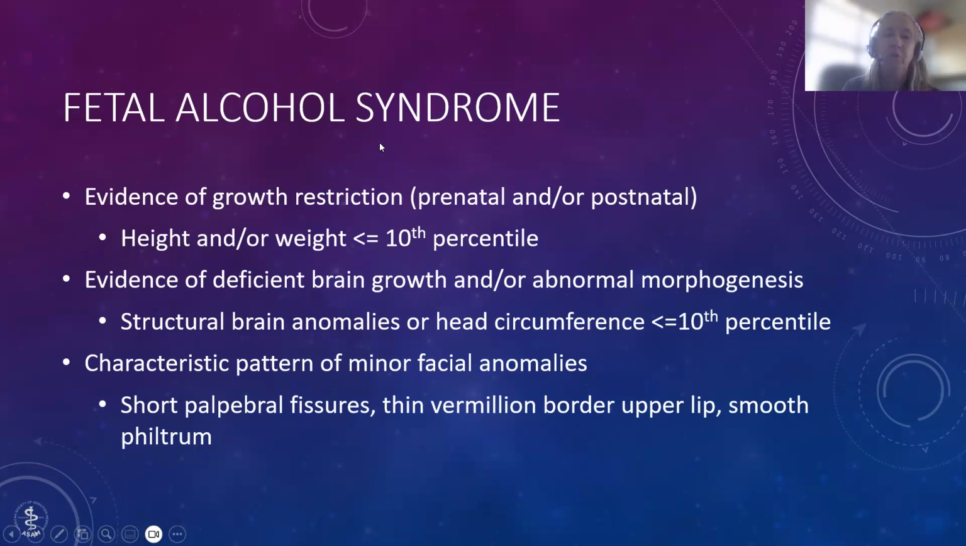And sort of the worst case scenario with alcohol is what we call fetal alcohol syndrome. And this involves 3 things: a small baby, a smaller abnormal brain, and some minor facial anomalies. The baby has to be less than the 10th percentile, either on ultrasound or after the baby's born. The brain needs to be less than the 10th percentile, or it needs to have developed abnormally somehow. And these babies, that little notch that you have under your nose, that tends to be smooth and not there with babies with fetal alcohol syndrome. Their upper lip may be really thin. They may have short palpebral fissures.